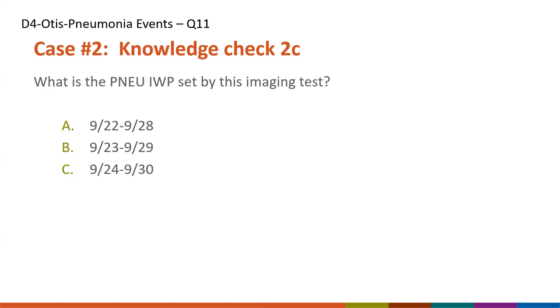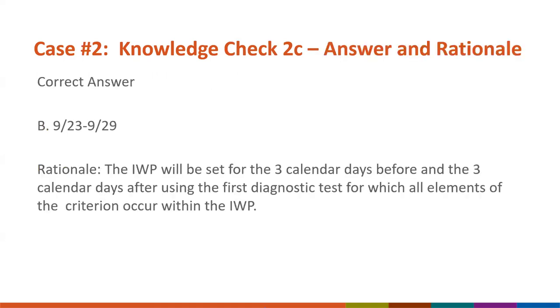You guys are doing great. Looks like 88% of you said option B, 9/23 through 9/29, and that is the correct answer. We've already determined that the IWP would be set using this 9/26 chest x-ray, so that our IWP would be 3 calendar days before and 3 calendar days after, so 9/23 to 9/29.